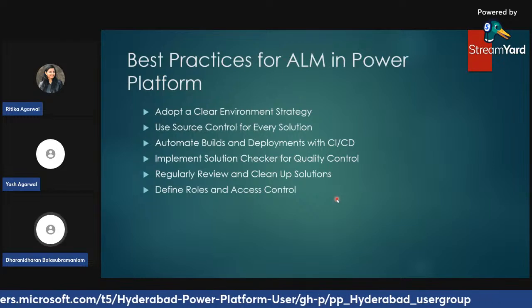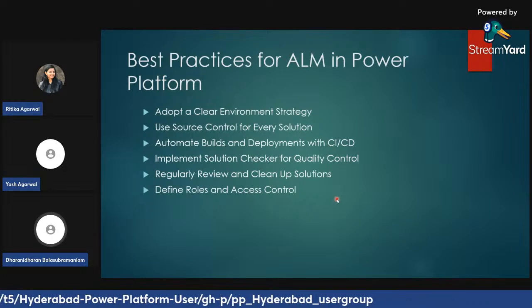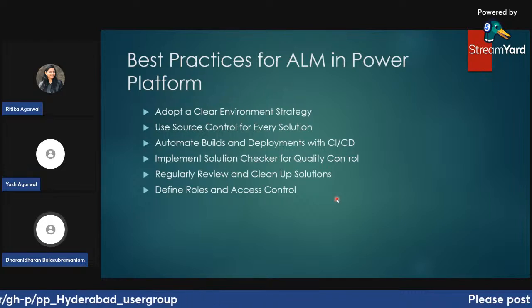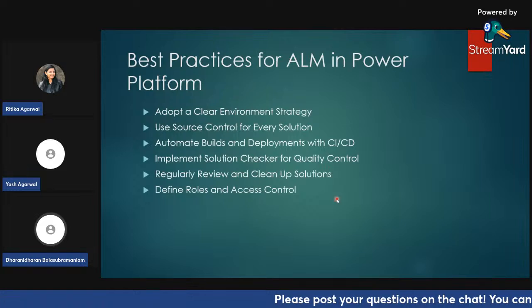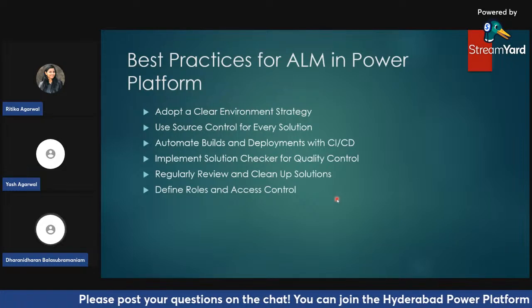So one is, as I said earlier, we need to always create a clear environment strategy, keep separate dev, test, UAT, and production, so we can avoid using the production data in the non-production environments. So this is one main key thing from the environment strategy perspective.